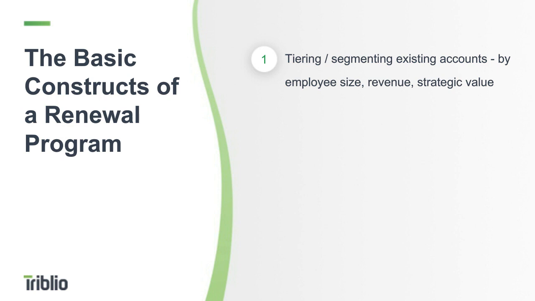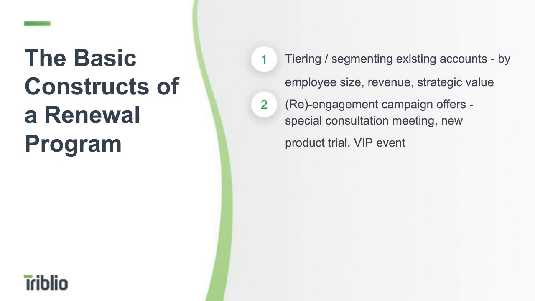Which then leads me to the next element of a renewal program, which is a campaign offer, or in particular an engagement campaign offer, a re-engagement campaign offer. And that may take the form of maybe a special consultation meeting, a new product trial. If it's a tier 1 customer, maybe it's a VIP event that you're offering them. But the primary goal of this offer is to trigger engagement with the primary stakeholders of those accounts to result in a meeting.